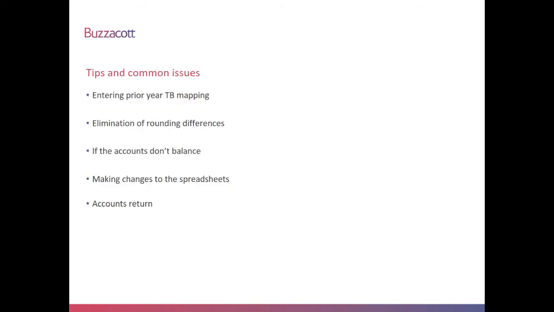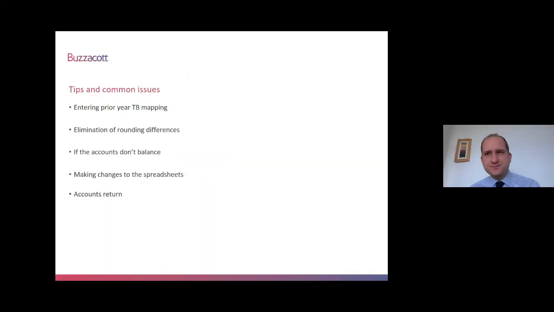really just the final points I wanted to make on this, some of the tips and common issues that we see. Just to mention on the prior year TB, if you've done this exercise in previous years and have done all the mapping, then it may feel like work having to use a new workbook that maps the current year's accounts directly. But to make that more straightforward, you can just copy and paste the mapping from last year's trial balance. Assuming your chart of accounts hasn't changed, that will get pulled through into the current year mapping, and then that can be your starting point for this year's accounts.